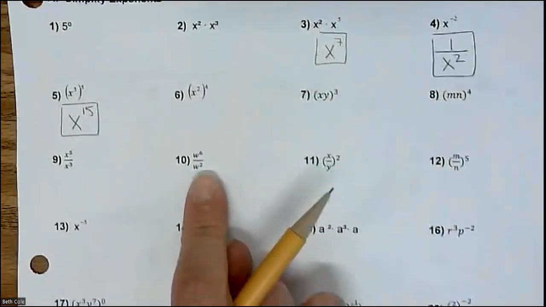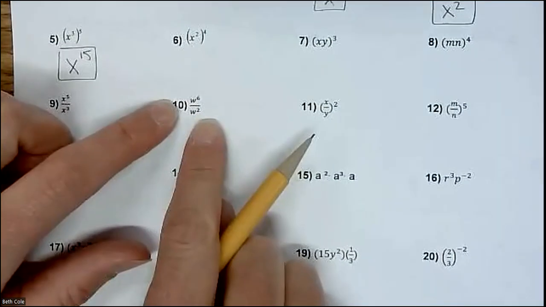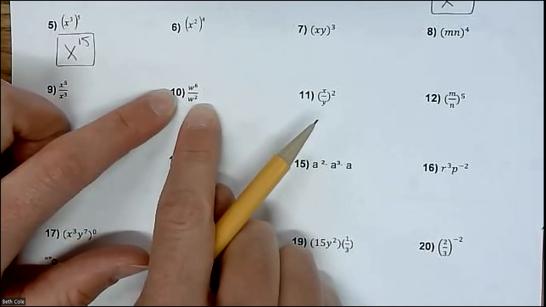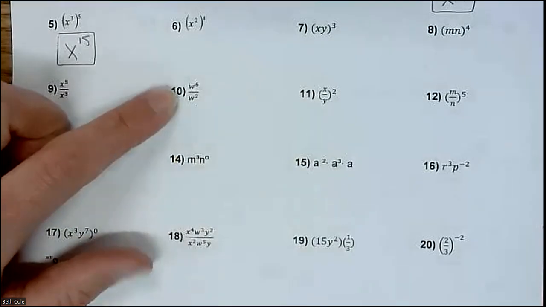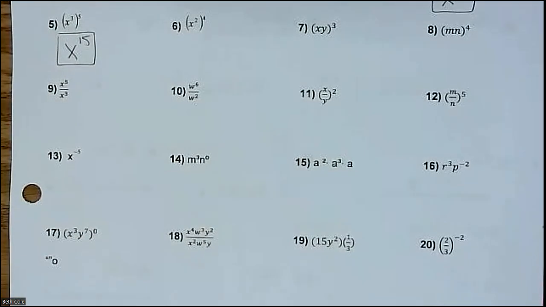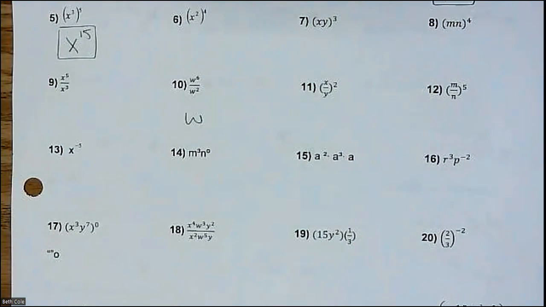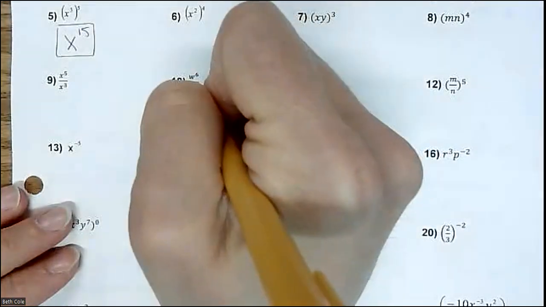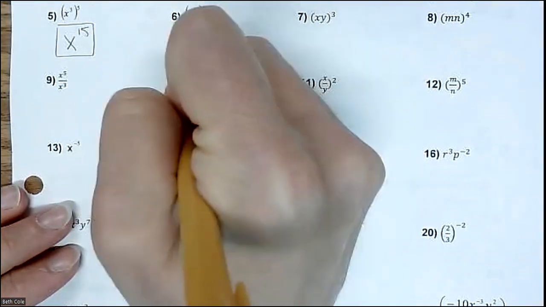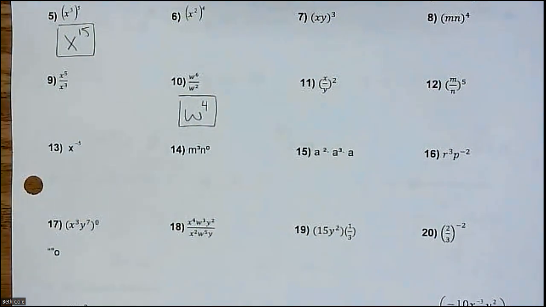Let's look at number 10. Again, I'm trying to pull out one of each type of thing here. You are dividing. So that means you're going to subtract. Good. So all you have to do is put a W and then subtract. So 6 minus 2 is 4. Or you could think of it like a tug of war. Who's winning? The top wins by 4. So it's another way you can think of that.